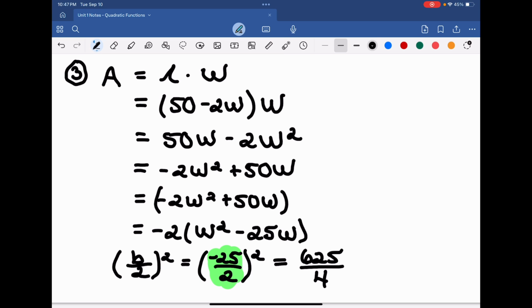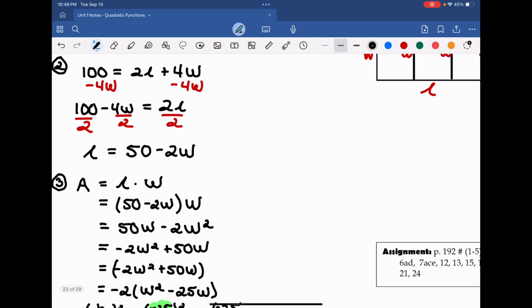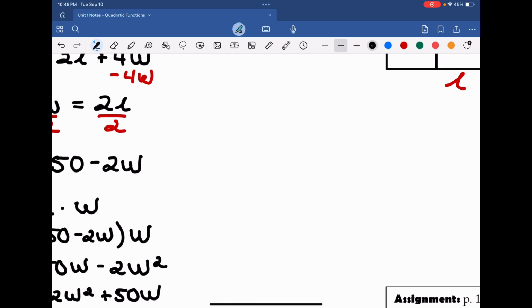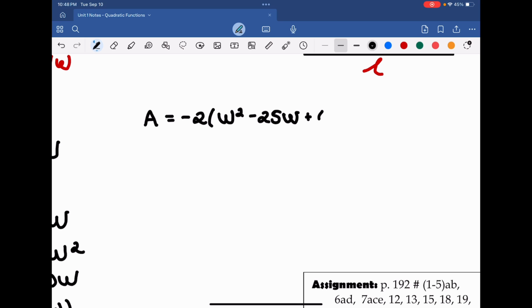Okay, and now once we have our 625 over 4, we're going to take that up above and plug that into the quadratic function. So I'm going to go up above, zoom out, and go into this upper area here. We write that area is equal to, the first piece was -2, we then had w squared minus 25w, and then this piece here we're going to plus and minus, 625 over 4. So plus 625 over 4 minus 625 over 4, because remember we have to do the plus minus of that exact same b over 2 squared.